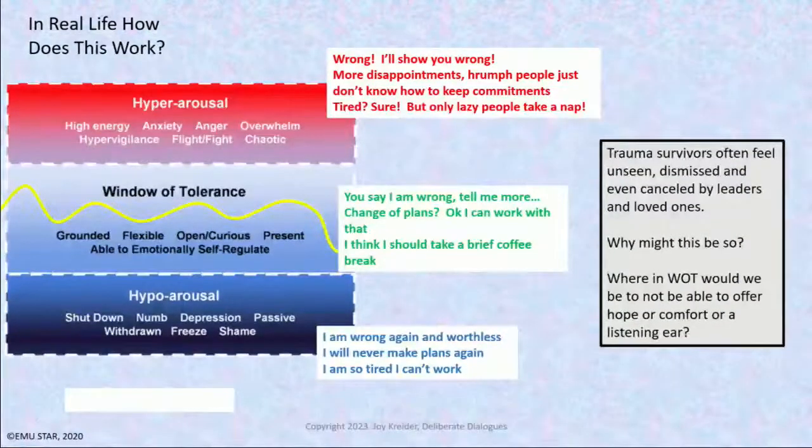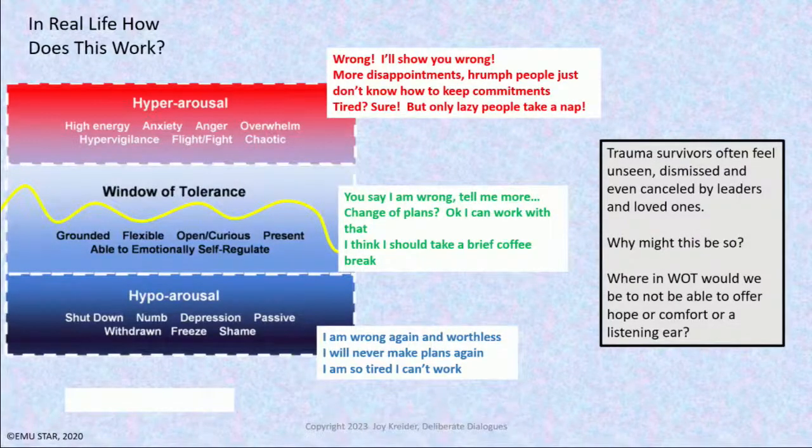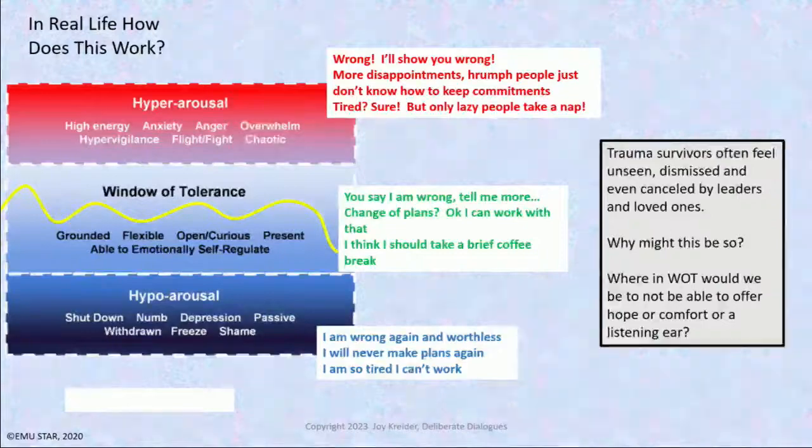Okay, so here's a twist. Trauma survivors often feel unseen, dismissed, and even canceled by leaders and loved ones. Why might this be so? Where in the window of tolerance would we be if we're not able to offer hope or comfort or prayer or just sitting quietly and having a listening ear?